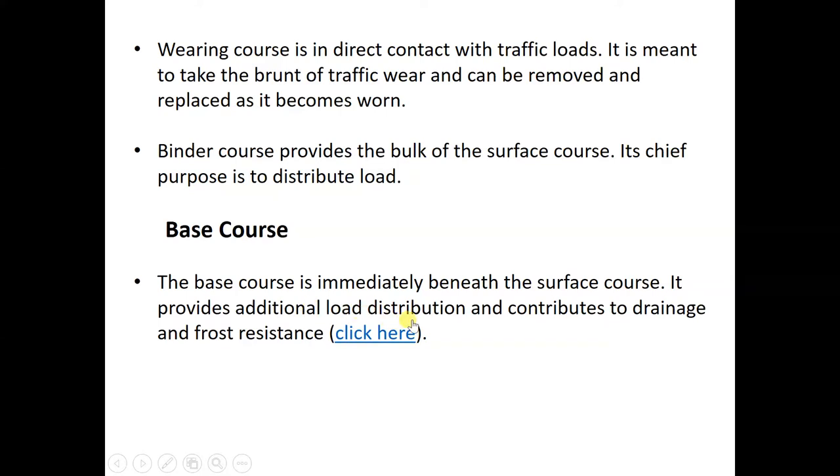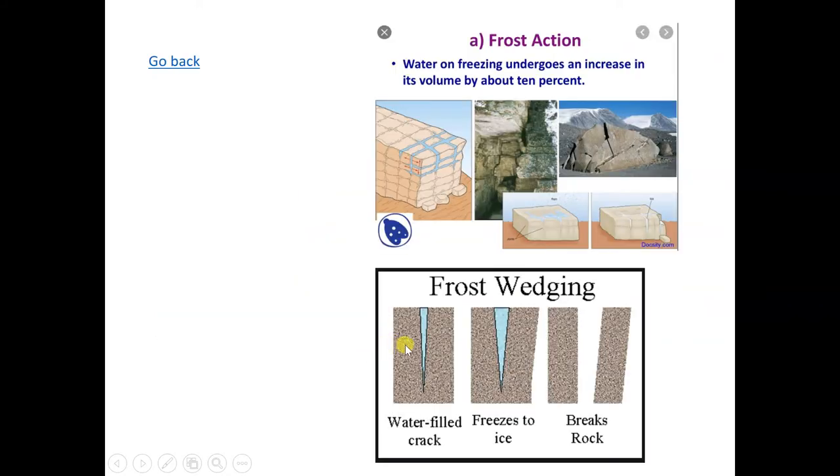The base course is immediately beneath the surface course. It provides additional load distribution and contributes to drainage and frost resistance. So it provides load distribution as well as drainage and frost resistance.